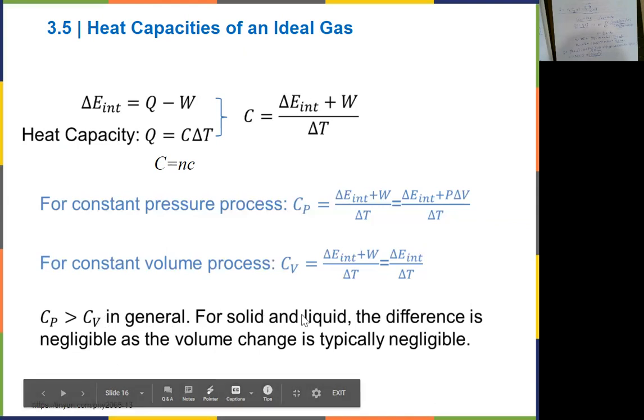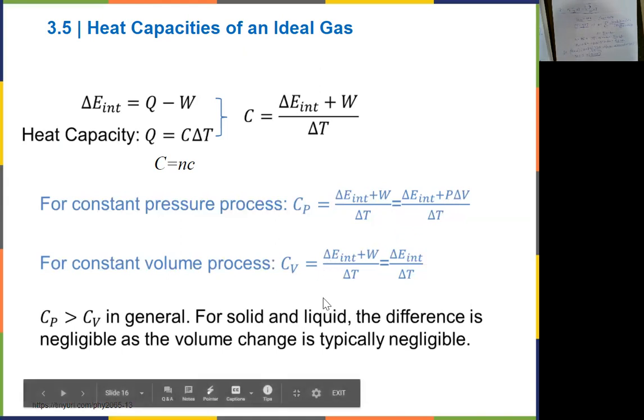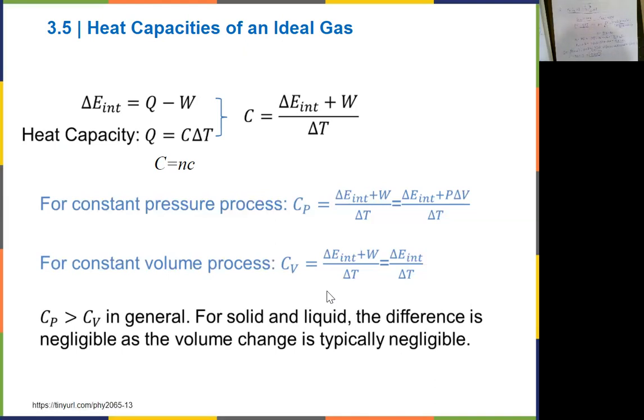For solid and liquid, we do not distinguish between Cp and Cv because under a pressure difference, their volume difference is very small, negligible. So even if you have a constant pressure process for solid and liquid, delta V is about 0. Then the two will be the same. That's why we didn't talk about Cp or Cv when we were talking about solid or liquid. It's just C.